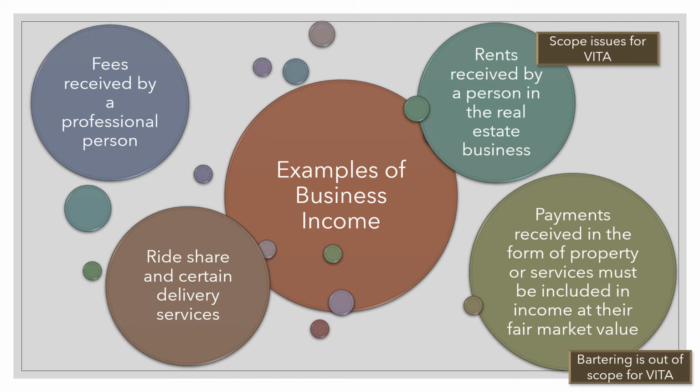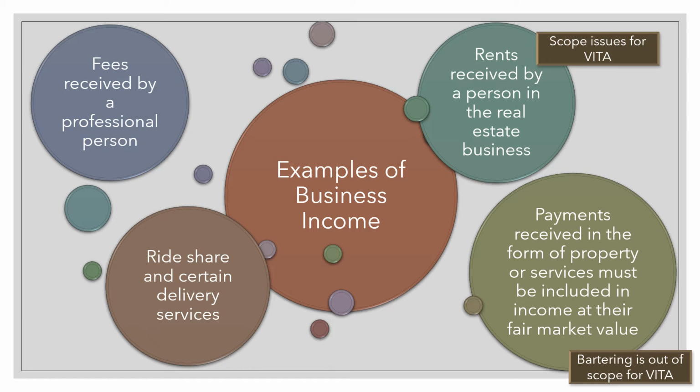But some examples of business income might be fees received by a professional. There also could be ride share and certain other delivery services, those kinds of services. And if somebody is in the business of real estate, it could even be rents received by that person. But we want to note that there's a lot of scope issues for VITA. We are probably not going to be doing that return.